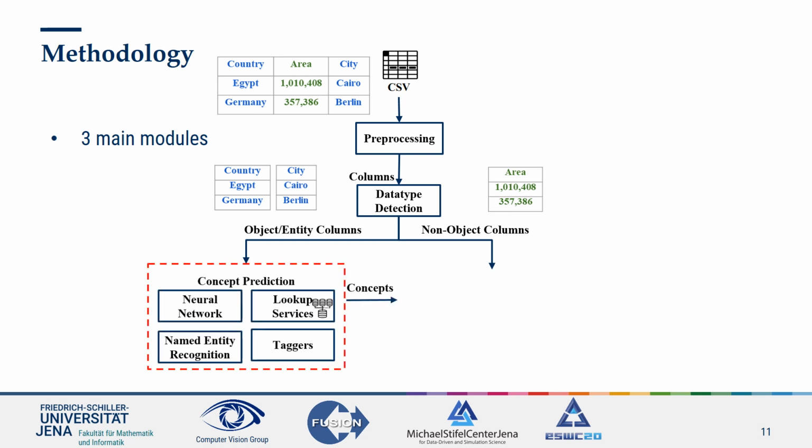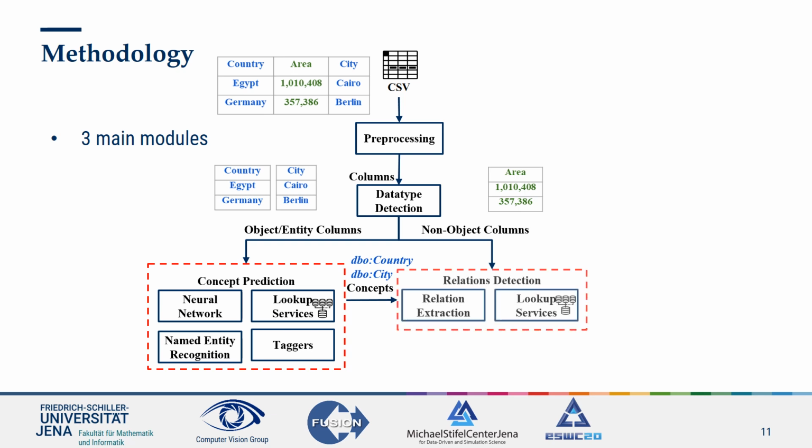The first main module here is the concept prediction, which involves various methods like lookup-based services and named entity recognition. The output of this module, if we consider DBpedia as the target ontology, will be DBO country and DBO city. Both the predicted concepts and the non-object columns together contribute towards the semantic relationships, which is the second core module of the framework.